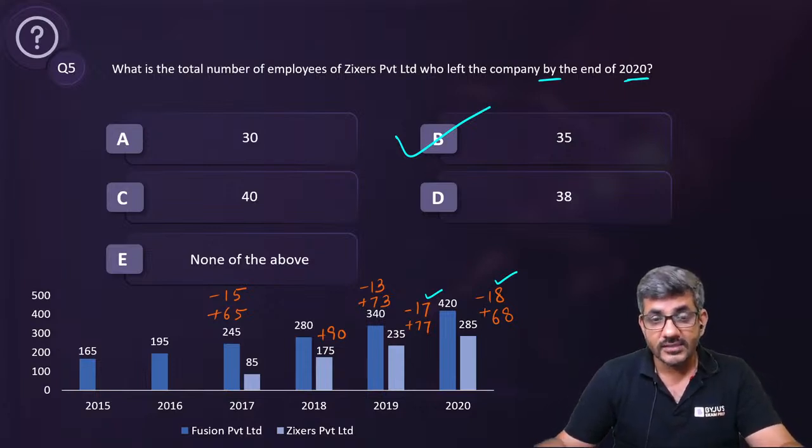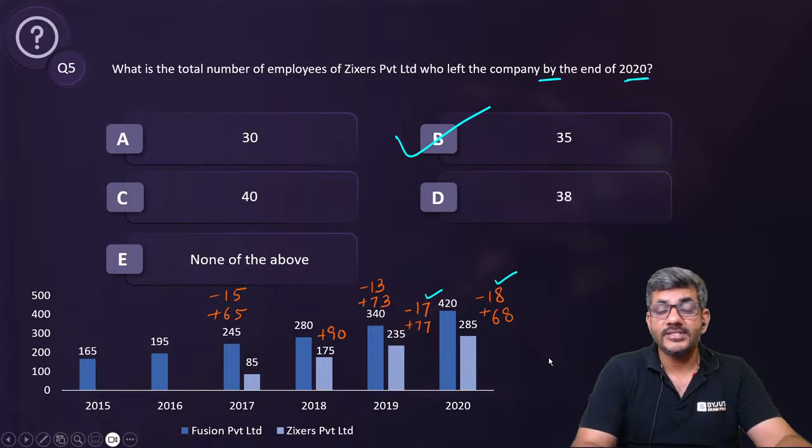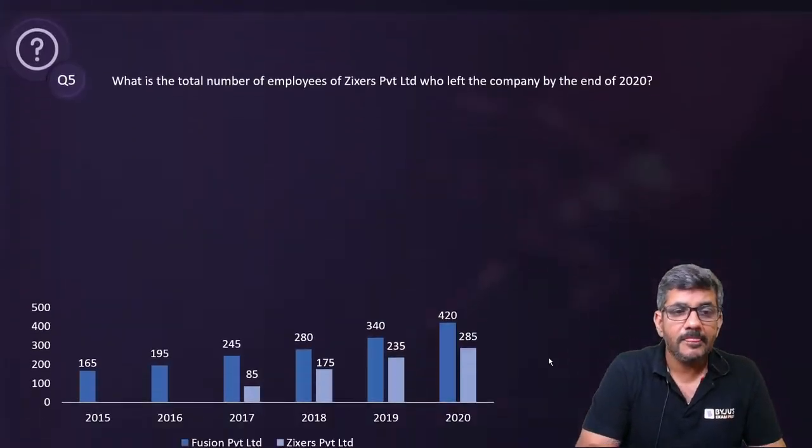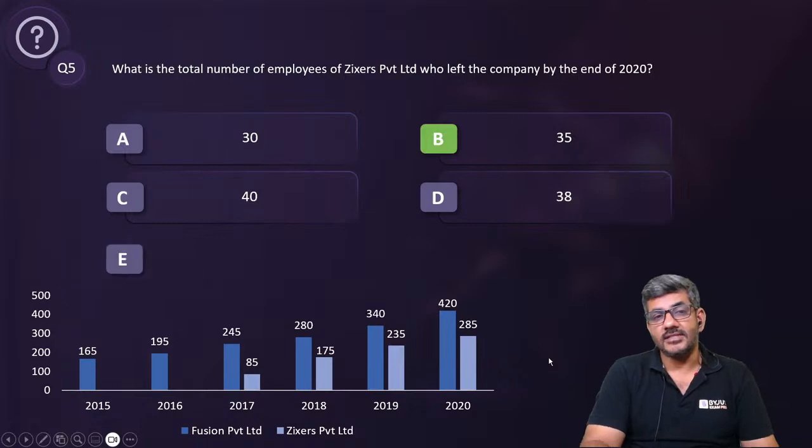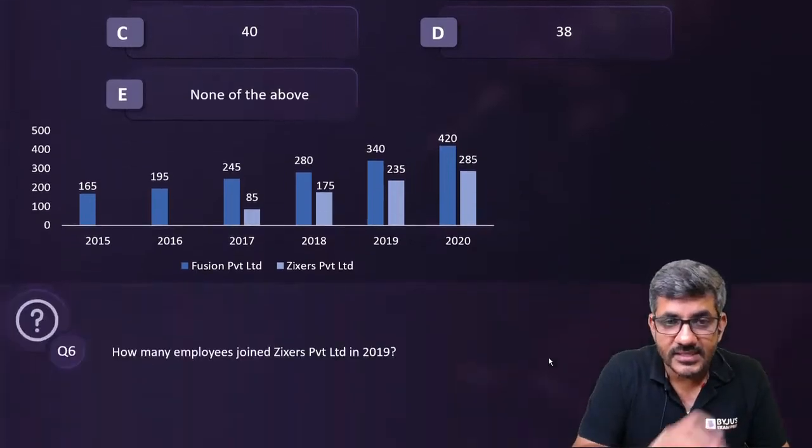I hope all of you got this. 35 is the right answer for question number 5. Okay, so yes, 35 is the correct answer. Moving ahead to question number 6.